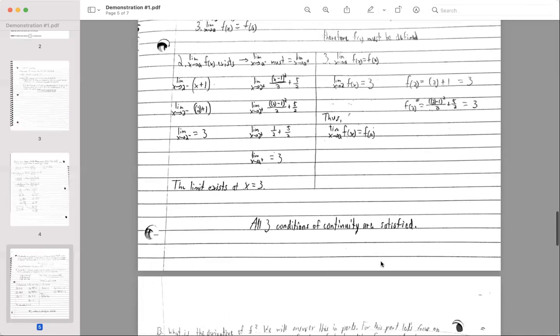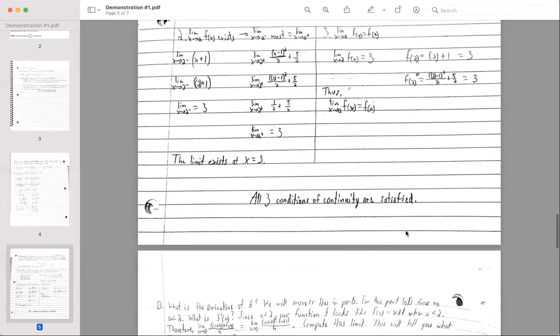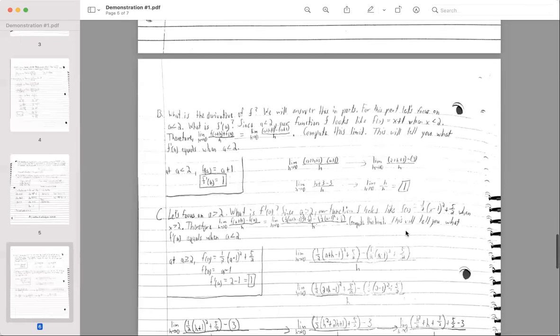And so that is part A, and you can see that all 3 conditions of continuity are in fact satisfied. So moving on to part B, what is the derivative of f? We will answer this in parts. For this part, let's focus on when a is less than 2.